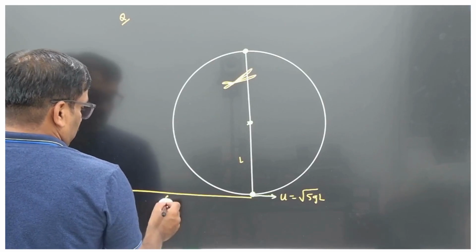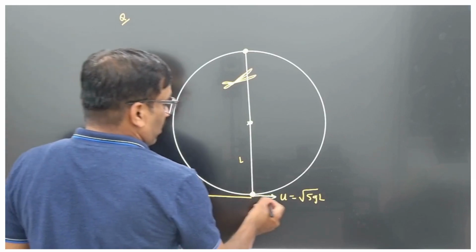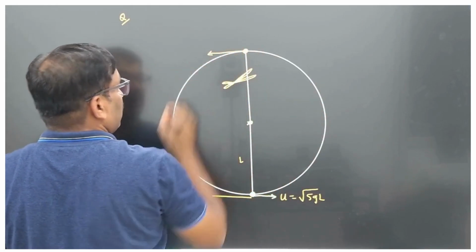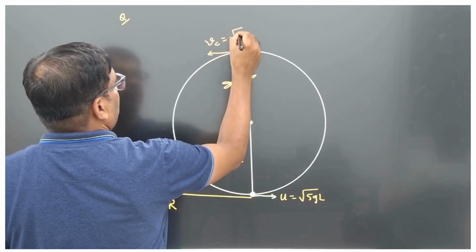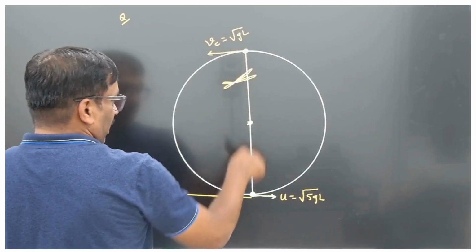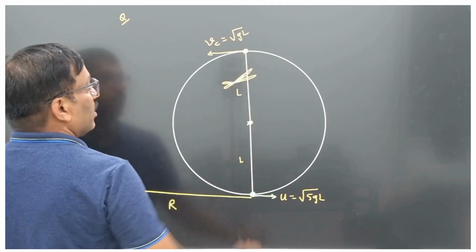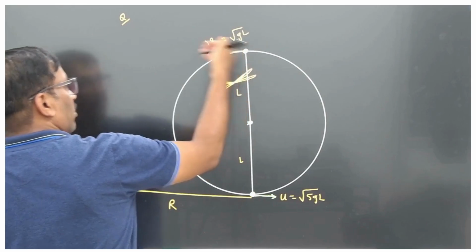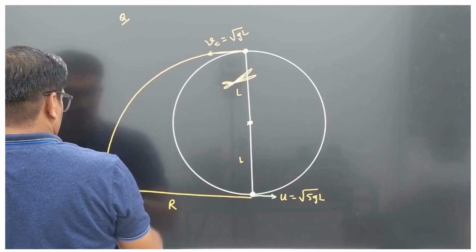So this we can call a range. Suppose you are throwing like this. At the topmost point, what will be the speed here now? We got it: the speed at this topmost point is equal to square root of GL. This length is L and this is also length L, so the total height will be 2L. When it comes here, the object will go in the tangential way and fall at some distance here.